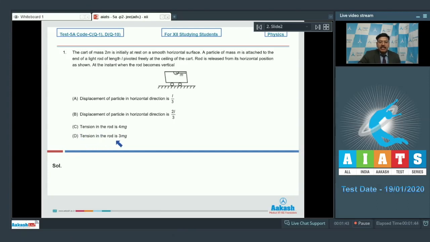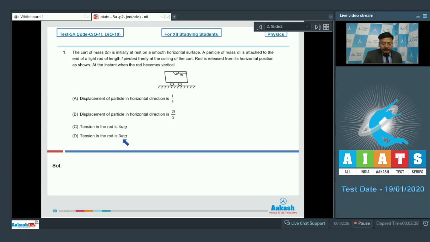Option C says the tension in the rod is 4 mg and option D says the tension in the rod is 3 mg. So essentially we have to work out the displacement of the particle in horizontal direction and the tension in the rod when the rod becomes vertical. In terms of concepts, the question involves the principle of conservation of linear momentum, which means it involves displacement of center of mass, and of course the laws of motion, because the tension will come by applying the concepts of laws of motion.